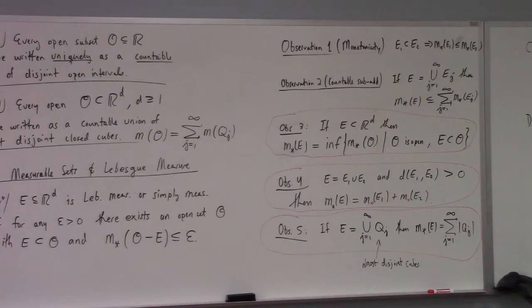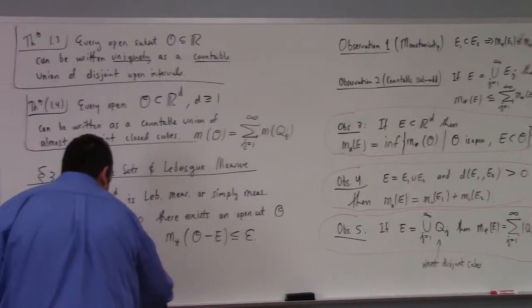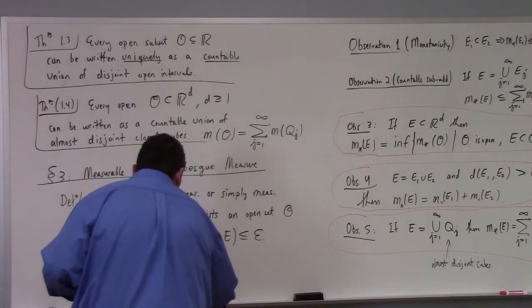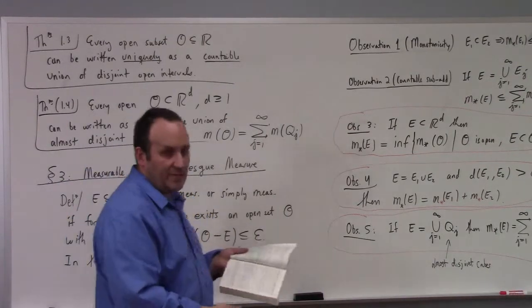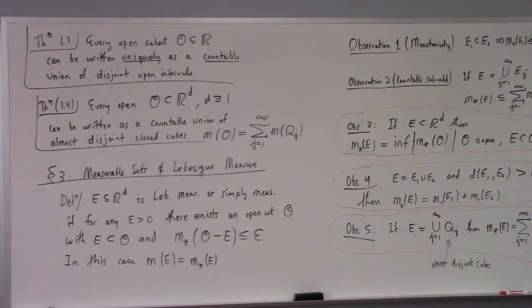Now, if E is measurable, we define its Lebesgue measure, or measure, to just be the exterior measure. In this case, m of E is equal to m star of E. So we're using this exterior measure to define the Lebesgue measure. All right?